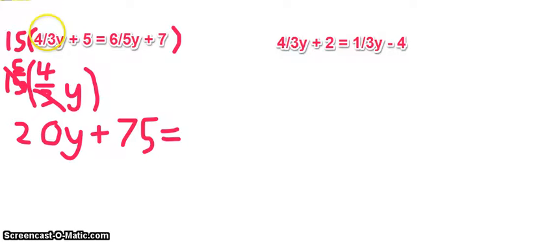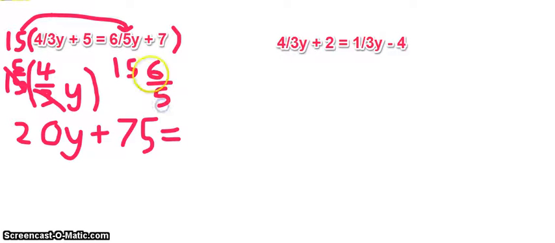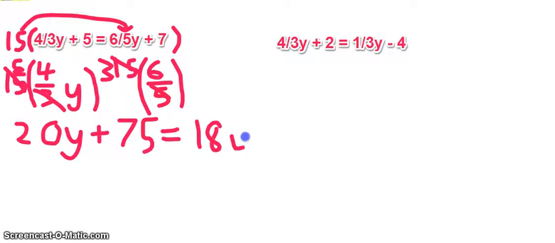Equals, and then you can do the same strategy with the 15 for this one. You can do 15 times 6 over 5. And you can see that after you divide these two, this will turn into a 3. So that'll give you 18y plus 15 times 7, which is going to give you 105.